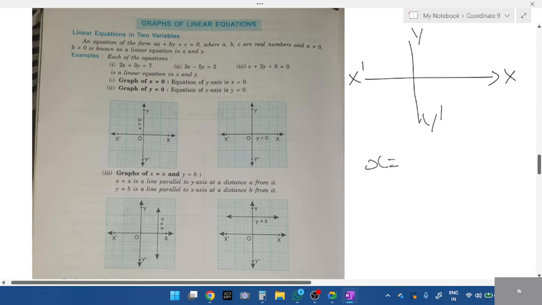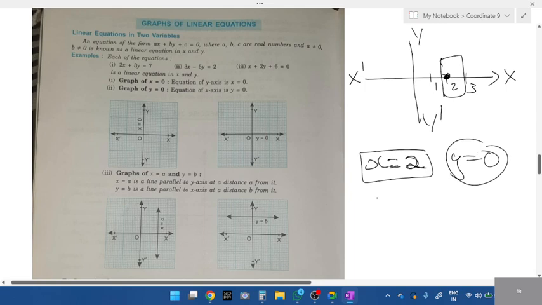If they say x is equals to 2, where does this point lie? All of you will respond. X is equals to 2 lies on which axis? X-axis, this point. Y is equals to 0. Whenever x is given 2, we should take y is equals to 0. If they give y is equals to minus 3, take x is equals to 0. It means it lies on the y-axis.